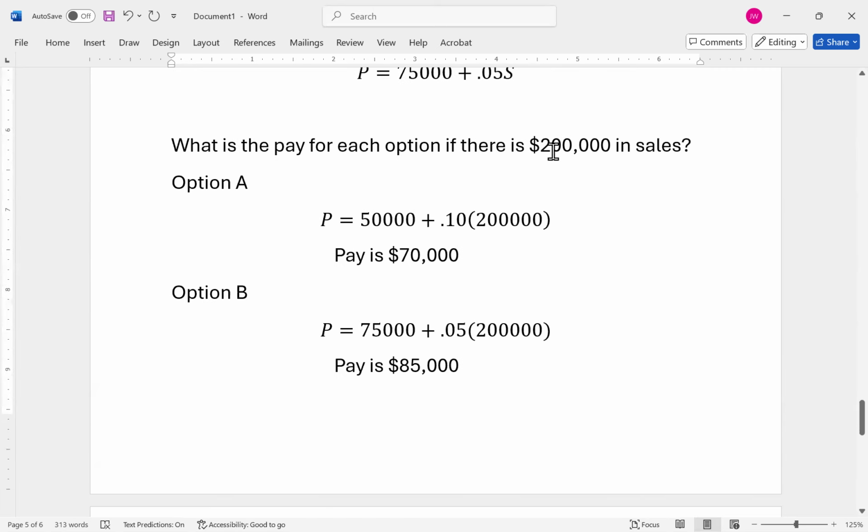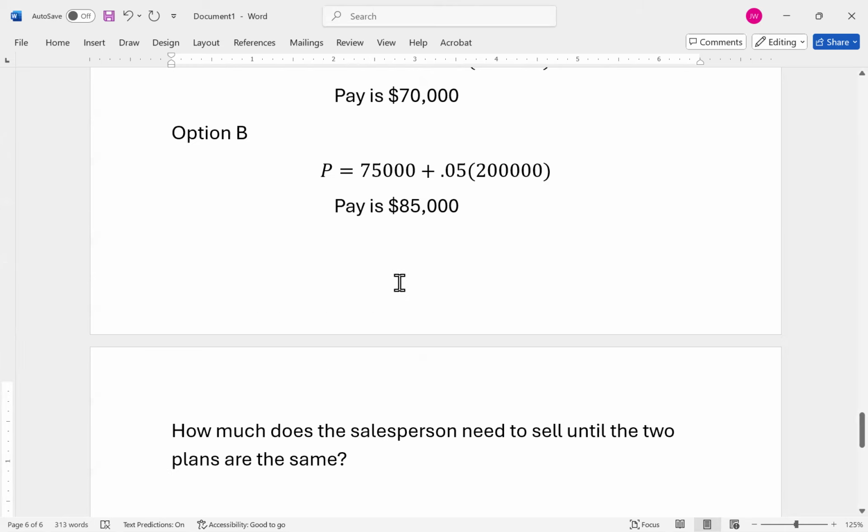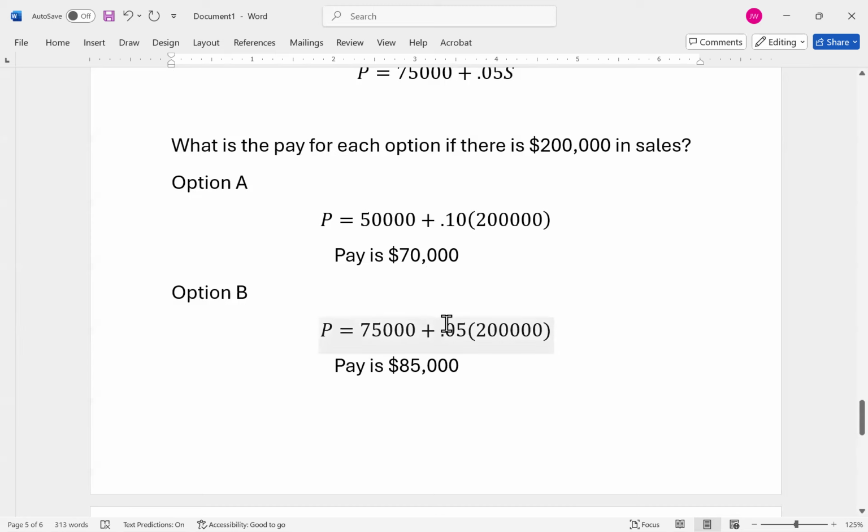Obviously, at a certain point, option A is going to overtake option B. This says how much does the salesperson need to sell until the two plans are the same. So when is that point where option A becomes better than option B? It's not at 200,000. At 200,000, option B is still better. But at some point, option A will become better. How much do you need to sell until option A becomes better than option B?